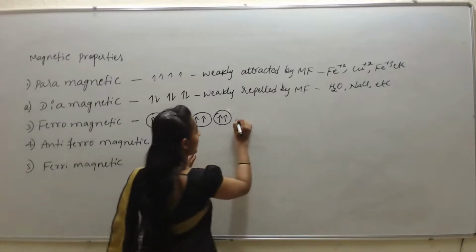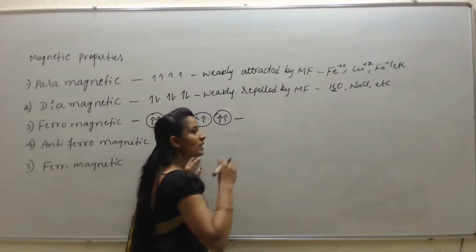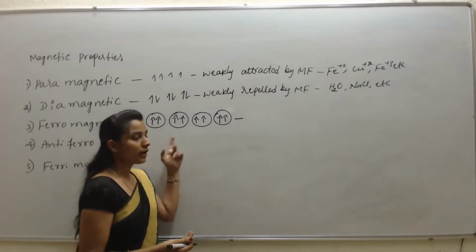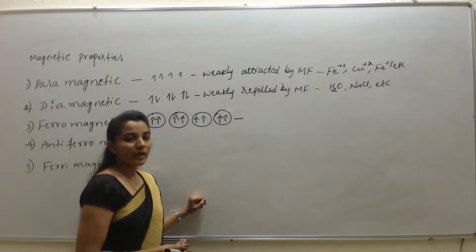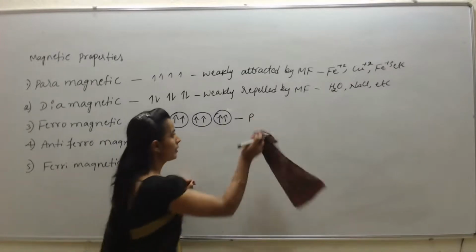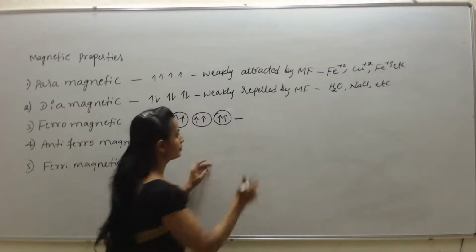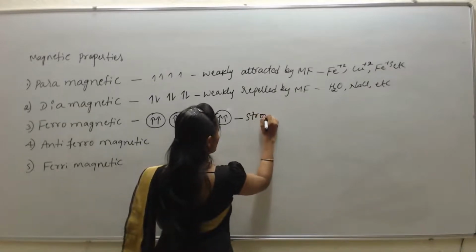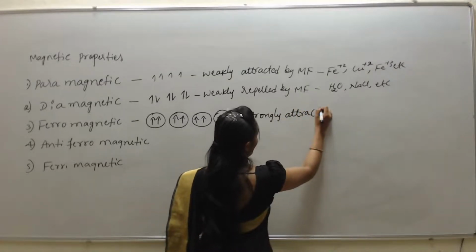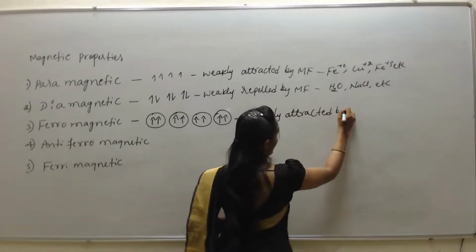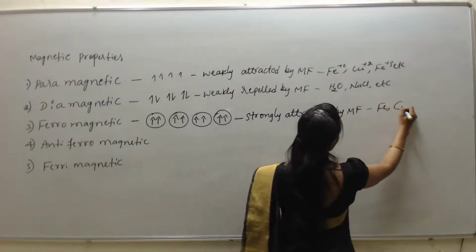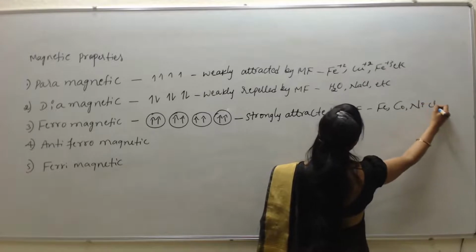So once they become permanent magnets, either the presence or the absence of the magnetic field never affects the ferromagnetic substances. So they are strongly attracted by the magnetic field, right? Strongly attracted by magnetic field. Example: iron, cobalt, nickel, etc.